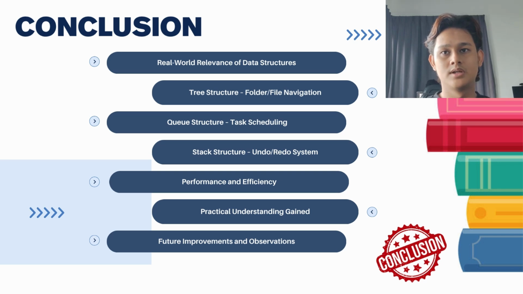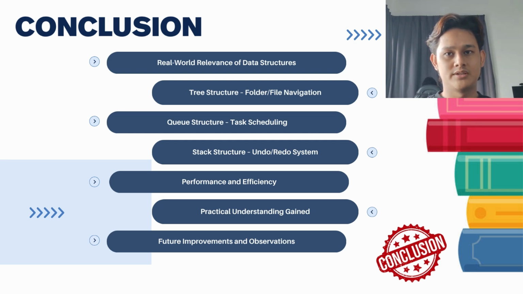the navigation is made possible through algorithms like depth first or breadth first search. Next, we look at queues, which manage scheduling in VS Code. For example, when you save a file or trigger background tasks, those operations are placed in a queue and executed one by one in first in, first out order. This prevents new tasks from interrupting ones that are already in progress.